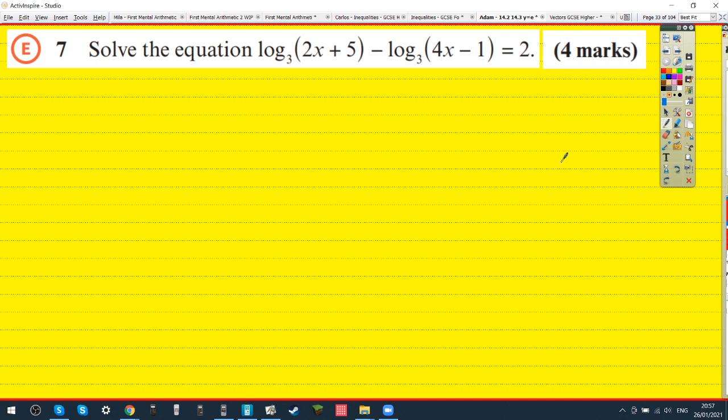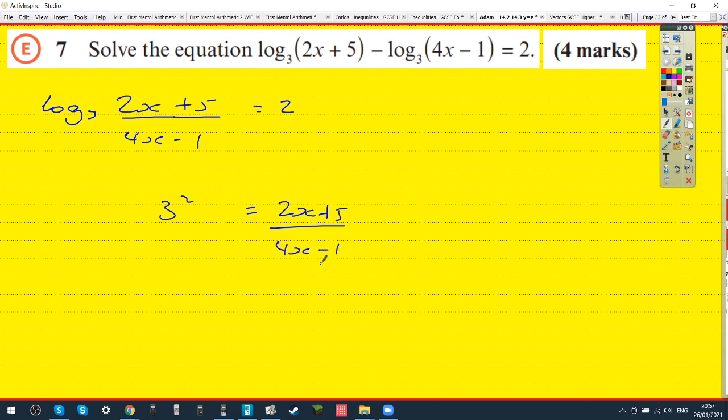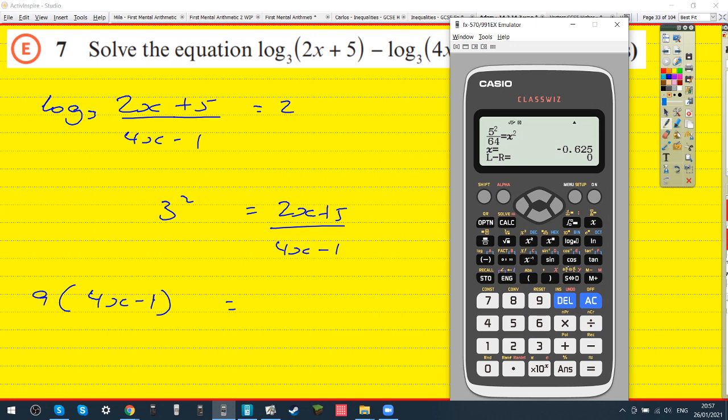So it'd be log 3 of (2x plus 5) over (4x minus 1) equals 2. And then it turns to 3 squared equals 2x plus 5 over 4x minus 1. And then you multiply by 4x minus 1 on both sides, so it'd be 9 brackets 4x minus 1, close brackets, equals 2x plus 5.